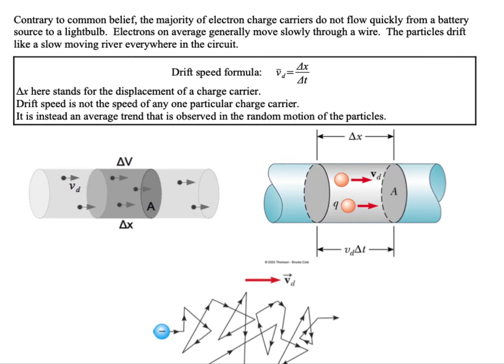Contrary to common belief, the majority of electron charge carriers don't flow quickly from a battery to a light bulb, for example. They will actually drift very slowly through the wire. This speed is called the drift speed, and it's given the symbol V sub d. What will happen is particles will drift like a slow-moving river everywhere in the circuit.